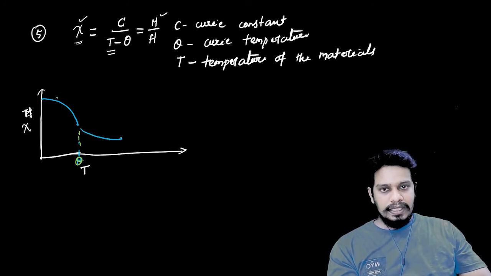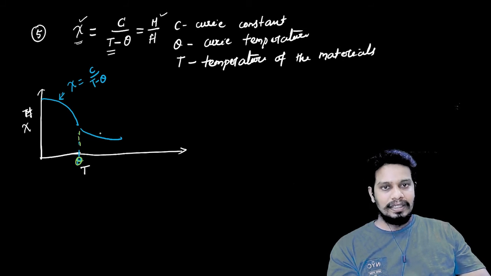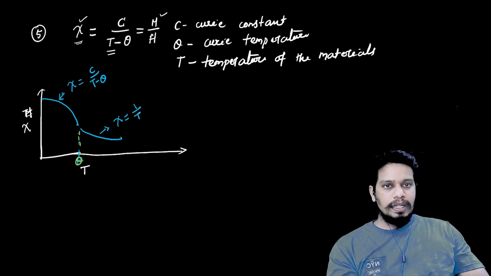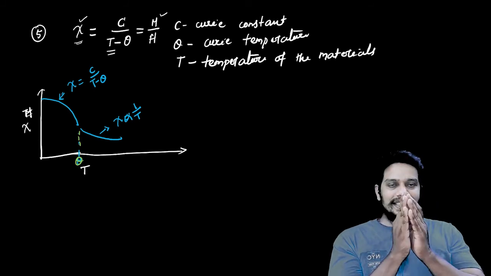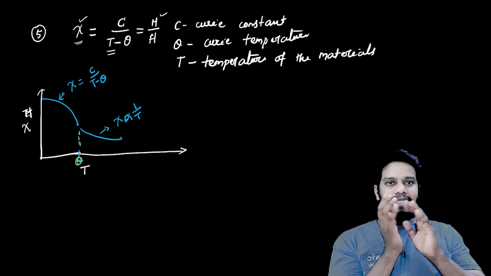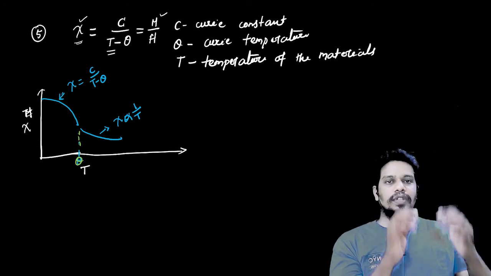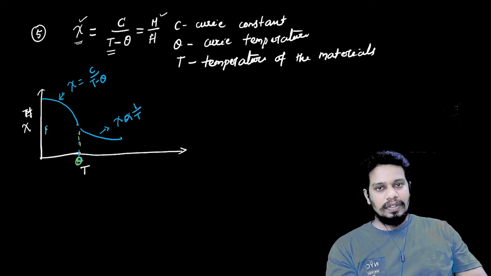Up to this region, the susceptibility follows C by T minus theta. After theta, the susceptibility equation changes to the paramagnetic one, with some constant C, so it is proportional to 1 by T. This is the paramagnetic susceptibility. So theta is the transition temperature, meaning from ferro to para. This is called the ferro region and this is called the para region.